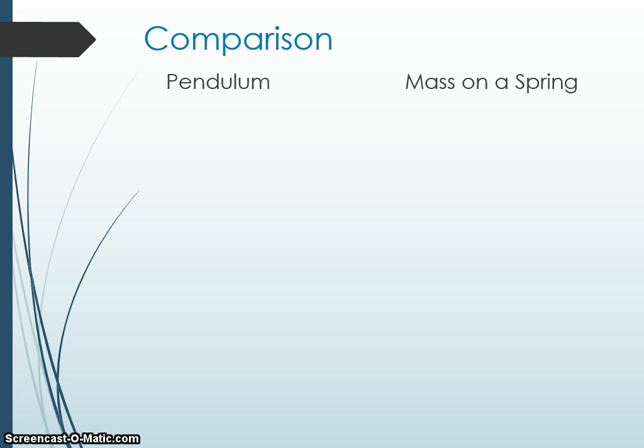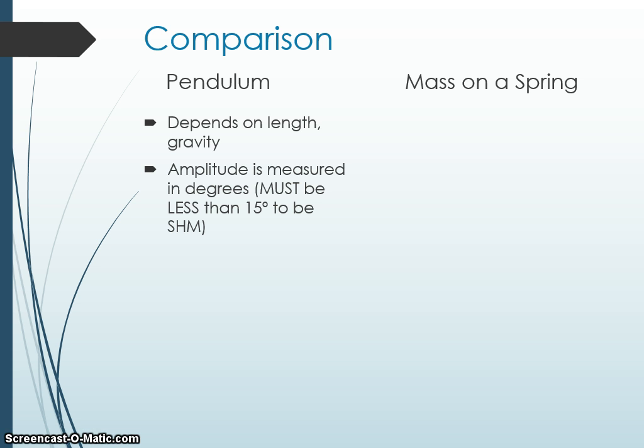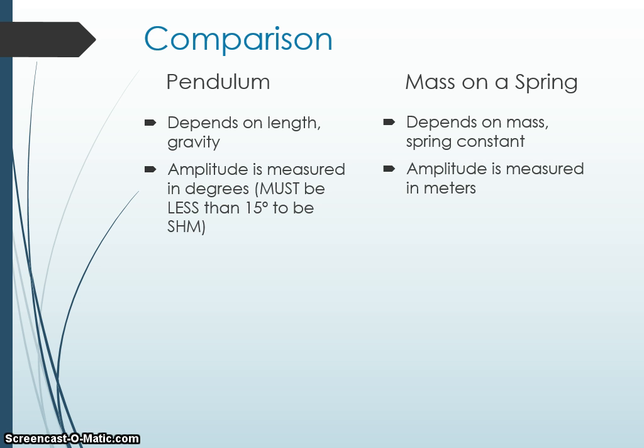Now we're going to do a little bit of a comparison between a pendulum and a mass on a spring. These are the only two simple harmonic oscillators that we're going to look at in this unit. For a pendulum, the period depends on length and gravity, and the amplitude is measured in degrees. Remember, it must be less than 15 degrees to be considered simple harmonic motion. For a mass on a spring, the period depends on the mass and the spring constant, and the amplitude is measured in meters.